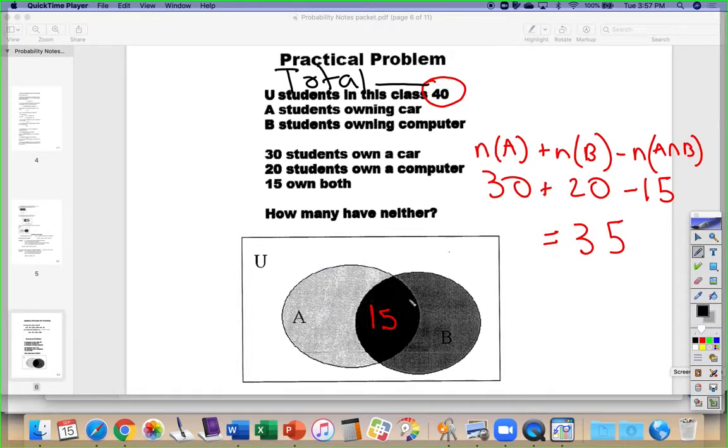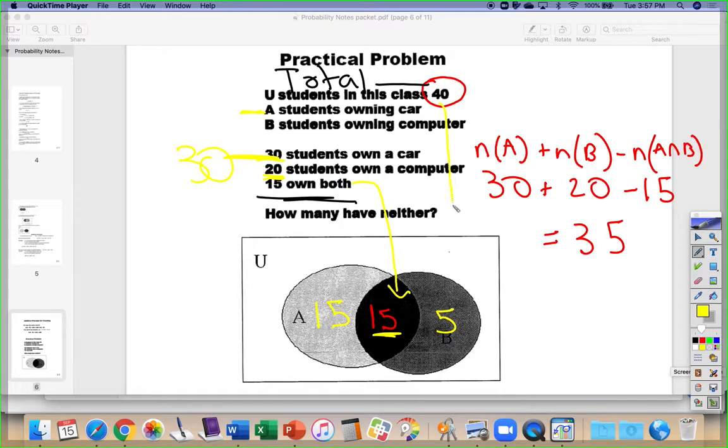30 own a car. That's this huge circle. 20 own a computer. That's this whole circle. 15 own both. So I'm going to start with the most specific, and the center, 15, is the most specific. If set A has a total of 30, and 15 of them are here, how many more will make up the whole circle? 15 more, because 15 and 15 make the 30. Well, if 15 are here, how many more will make up the whole circle? 15 and 5 more make the total of 20.